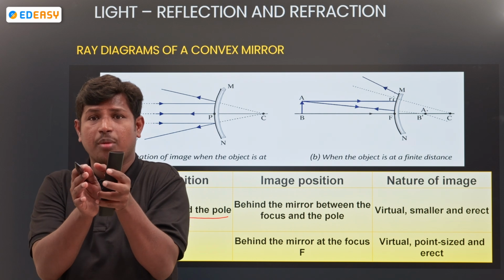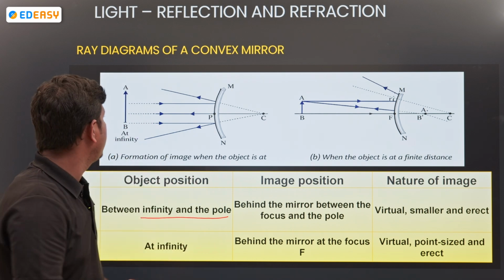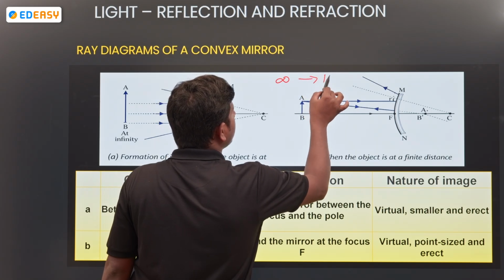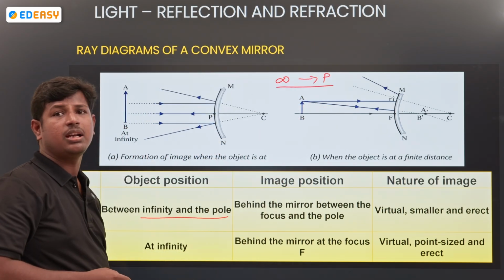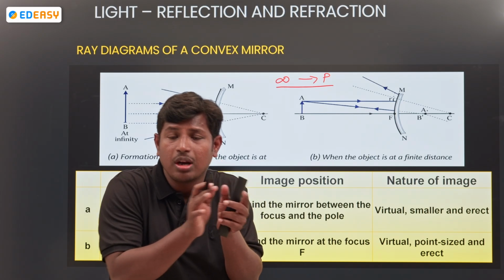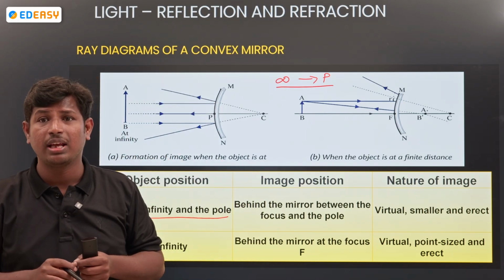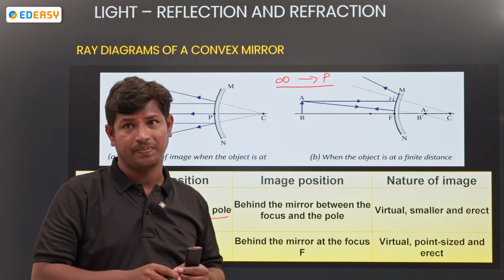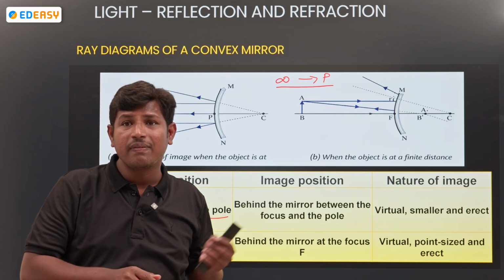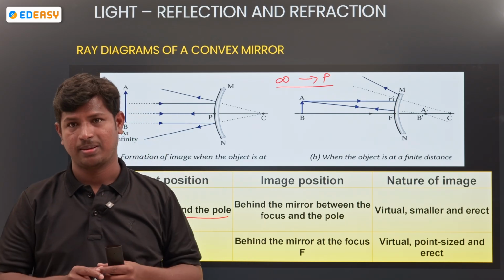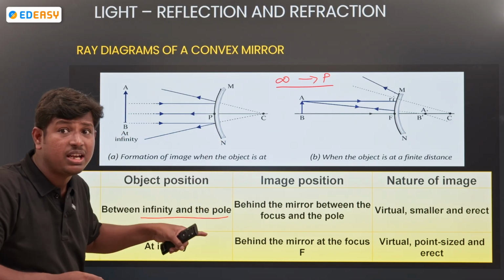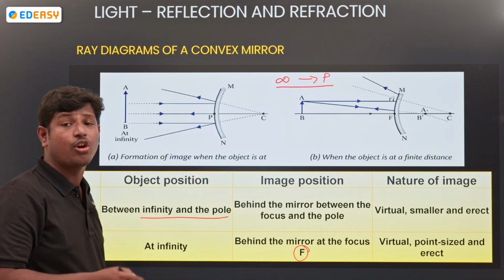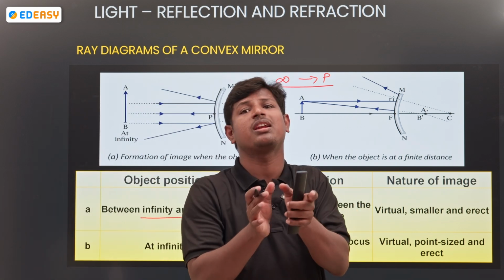If you place the object between infinity and pole, where will you get the image? You will get the image between pole and focus. And if the object is at infinity, where will you get it? You will get it at F only. For concave mirror also the same, for convex mirror also the same.